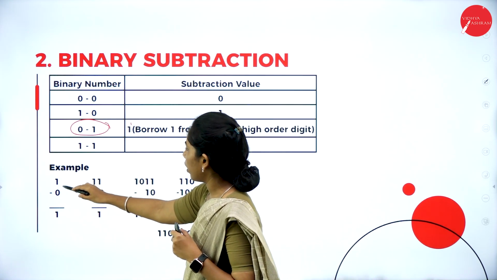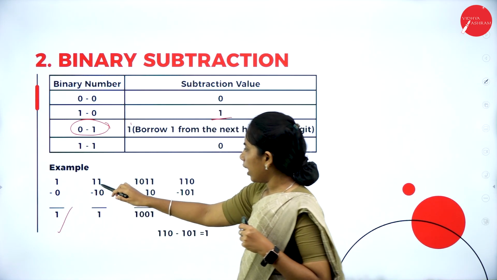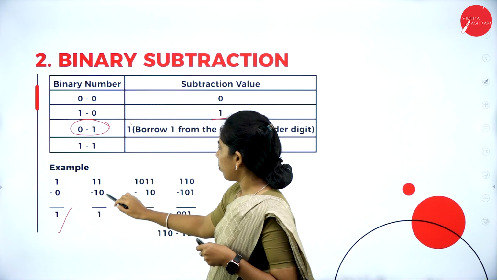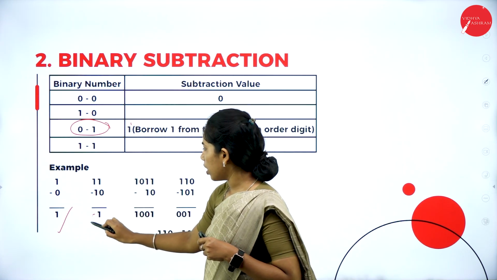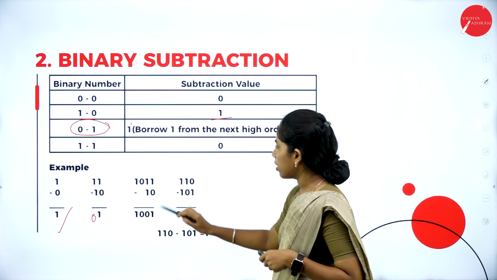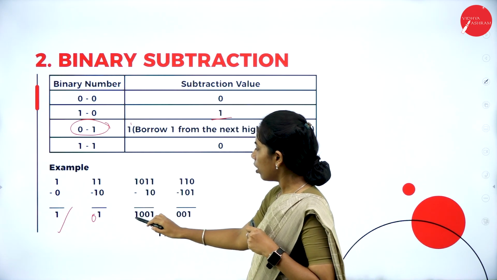So here you can see 1 minus 0. What is the result? 1, you got. And again 1 1 1 0. 1 minus 0, again 1. 1 minus 1, what? 0. Again here you can see 1 minus 0 is 1. 1 minus 1 is 0. 0 as it is, 1. 1 1 0 0 1.